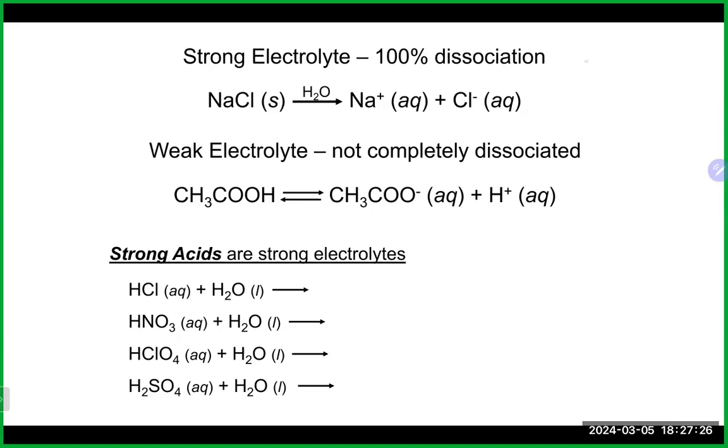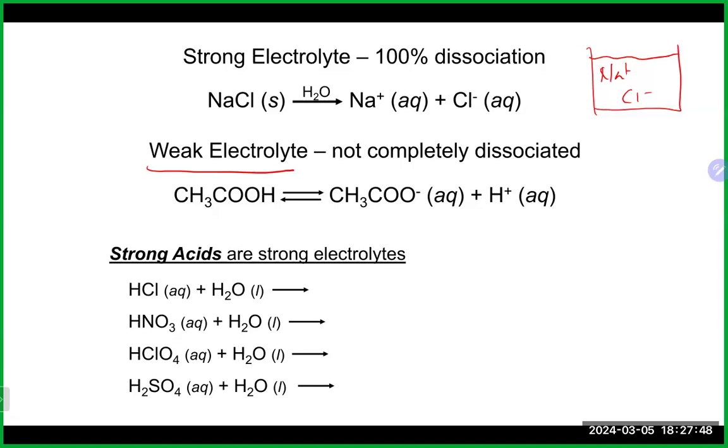So if you had something like sodium chloride, which is a strong electrolyte, 100% of what you would have floating around in that solution would be sodium ions and chloride ions. You would have none of the sodium chloride units still together. Now, that's different than a weak electrolyte. A weak electrolyte will mainly stay together.